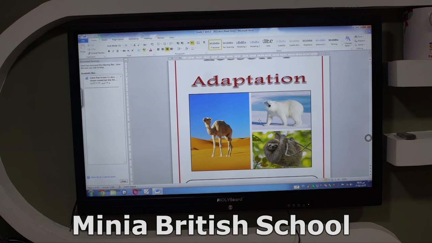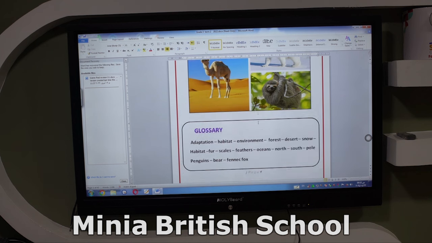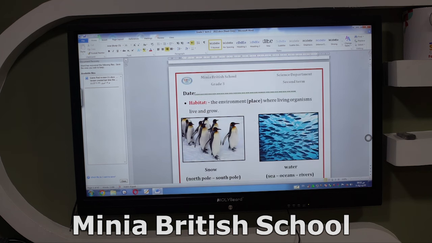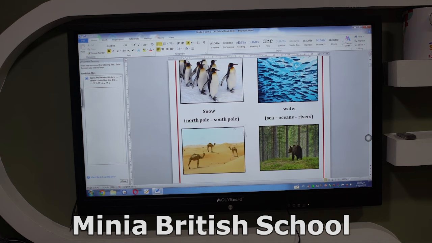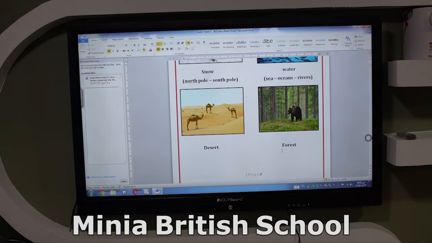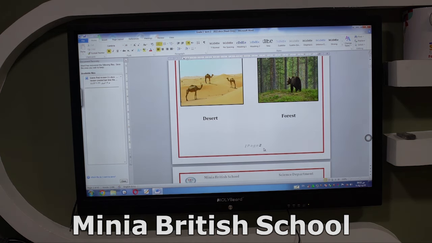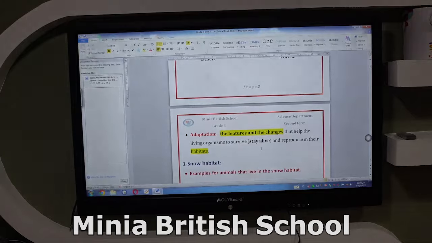Let's start with the first topic, which is talking about adaptation. But before I tell you the meaning of adaptation, you have to know the meaning of this definition, habitat. Habitat is the place or environment where living organisms can live and grow. And we talked about 4 habitats: snow habitat, water habitat, desert habitat, and forest habitat. Okay, this is the meaning of habitat.